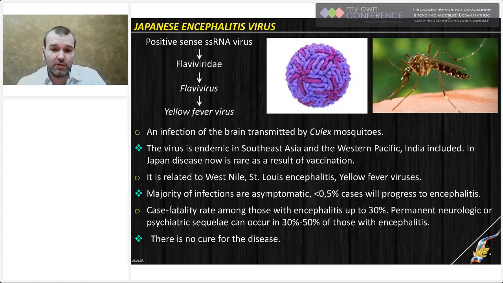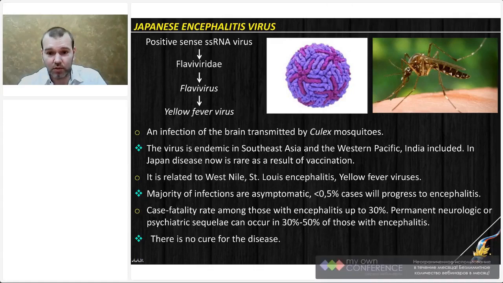One of the differences is that the virus is transmitted by another genus of mosquitoes. It is Culex mosquitoes, and again, usually hot countries, Southeast Asia or Western Pacific countries, are endemic for the disease. Initially, of course, it was Japan where the disease was identified and was highly prevalent. But nowadays, because of a good vaccination campaign in Japan, the disease is almost absent and the name is just historic.